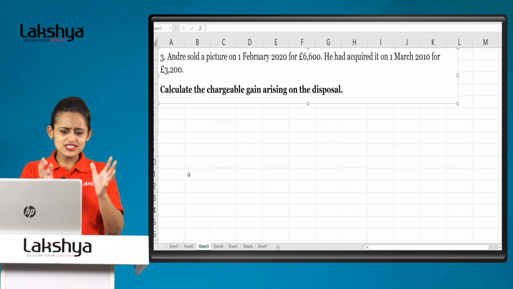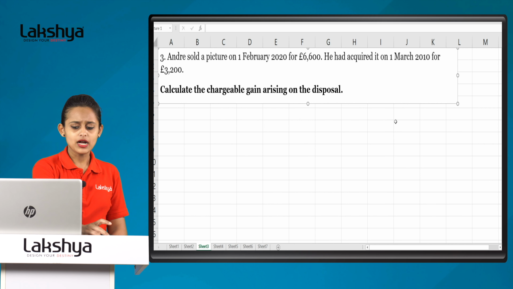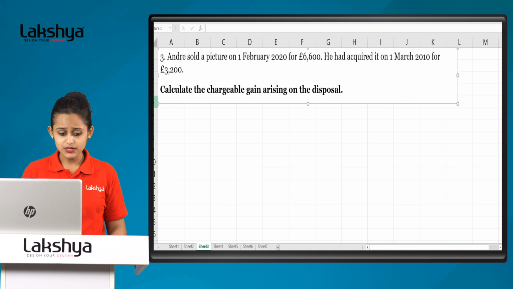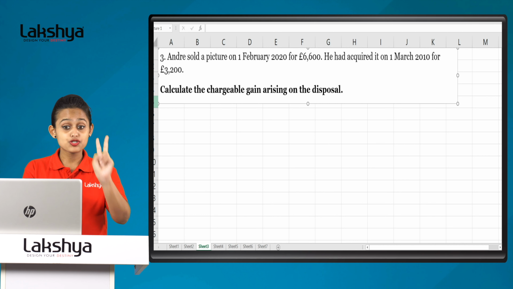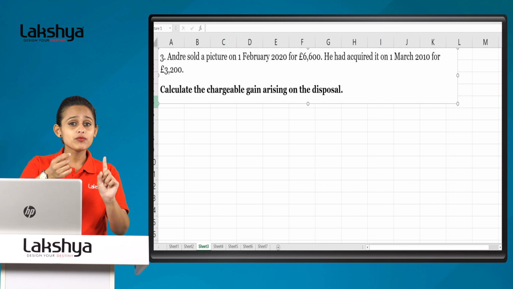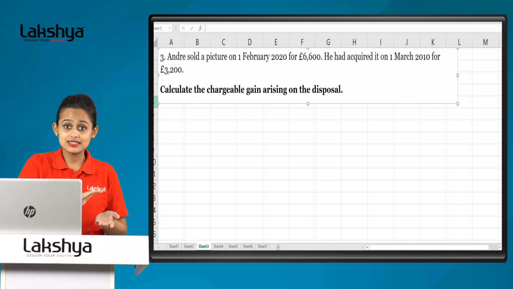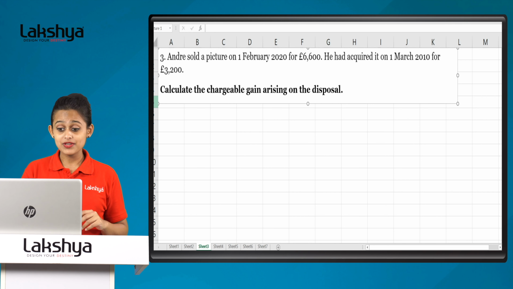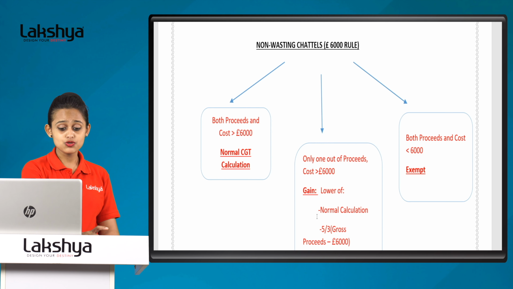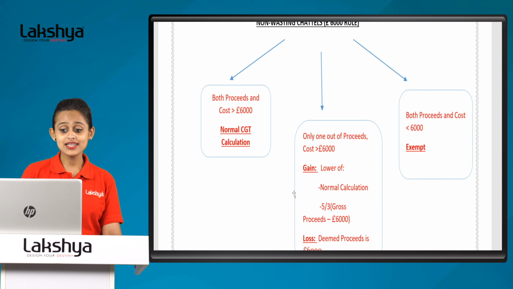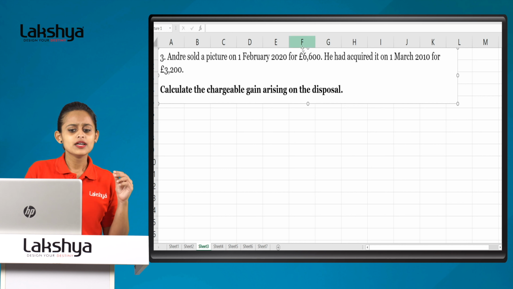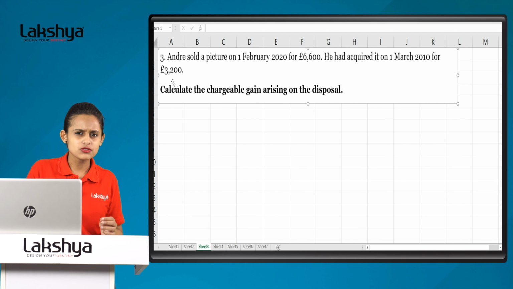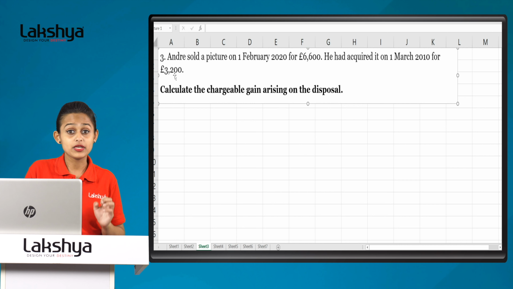Calculate the chargeable gain. Let's see if it's case 1, 2 or 3. Sold a picture for 6,600 and acquired it for 3,200. So here it is case 2, because one of them is greater than 6,000 and one of them is less than 6,000. Now let's see the rule for case 2. If it's case 2, we have to check if it's a gain or a loss. Proceeds is 6,600 and cost is 3,200, so definitely it's going to be a gain.